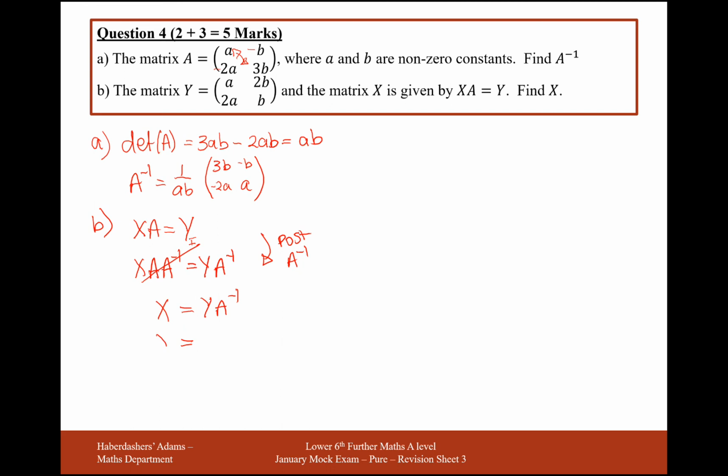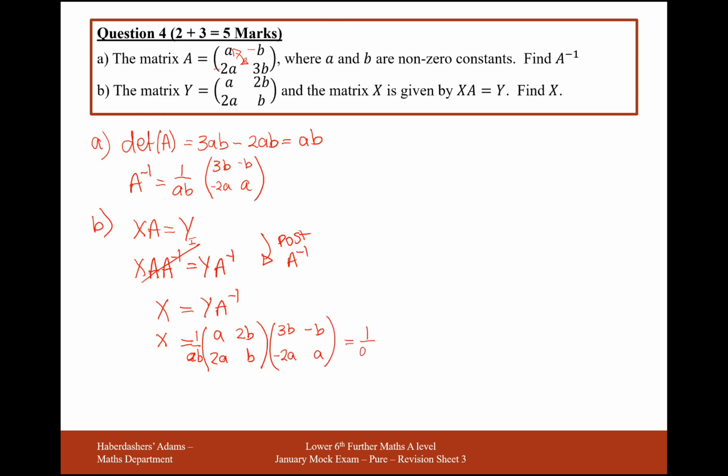So finding this is going to just be the case of multiplying the matrix y, which is A, 2B, 2A and B, multiplied by inverse A. And we found inverse A above here, so it's going to be 1 over AB, and I'll put that at the front. And times this matrix here, so 3B, minus B, minus 2A and A.